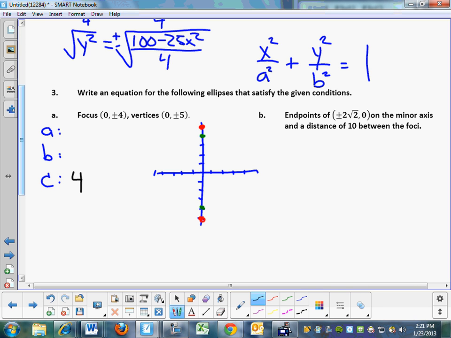4. Right? C is the number of units from the center to the foci. And A is the number of units from the center to the vertices. What's that distance going to be? Do you know how far this is stretched horizontally? Could we find out? What do we use?